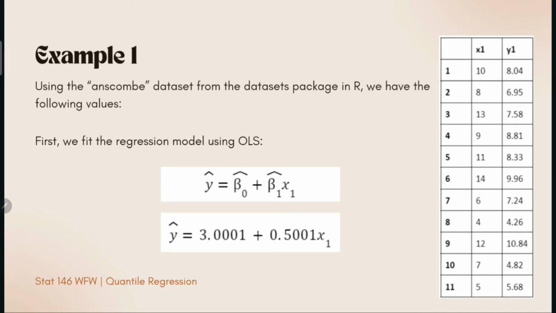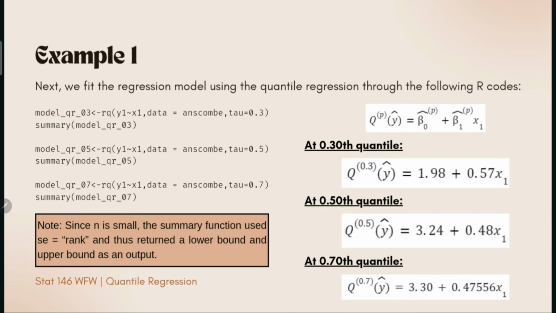And we get the following equation. Y hat equals 3.0001 plus 0.5001 x sub 1. Now, to fit the regression model using quantile regression, we will be utilizing the following R codes. Here we can see na halos similar lang sila ng way ng pag-fit kapag using OLS, pero dito, instead of the LM function, we will be using the RQ function and may nadagdag na tau, which is yung kung pang ilang quantile yung kino-compute natin.